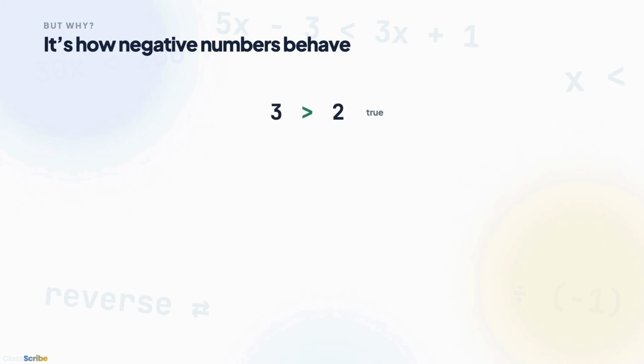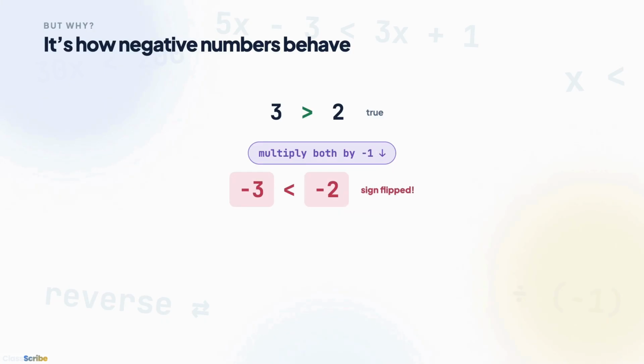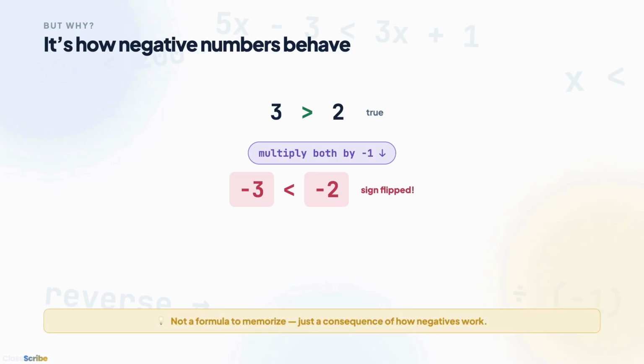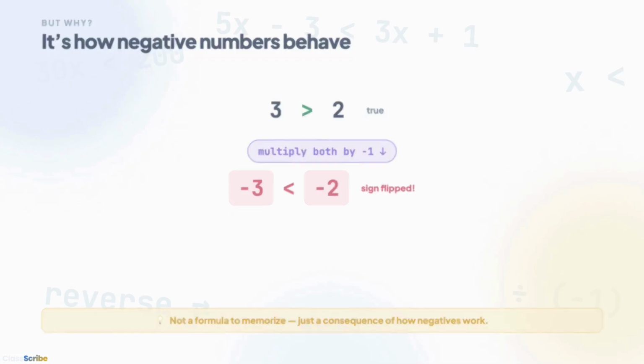But why does this happen? Let's understand with a simple example. We know that 3 is greater than 2. Now multiply both numbers by -1. We get -3 and -2. Look carefully. Now -3 is actually less than -2. The relationship has changed. So whenever we multiply or divide by a negative number, we must reverse the inequality sign. This is not a formula to memorize, but a consequence of how negative numbers behave.